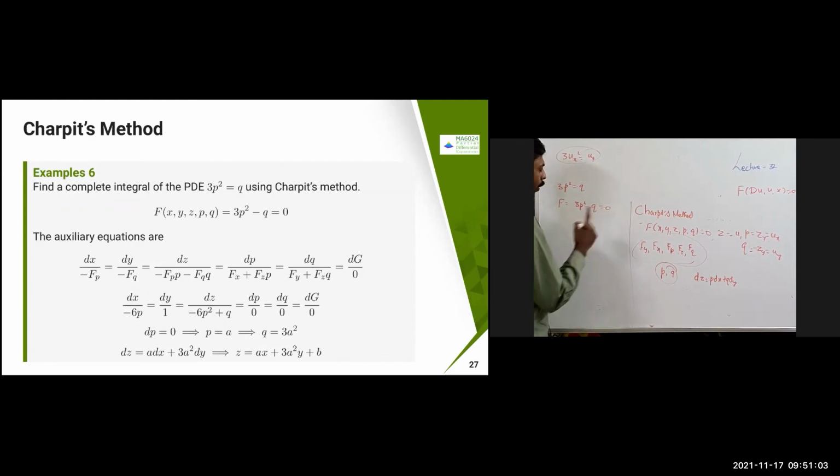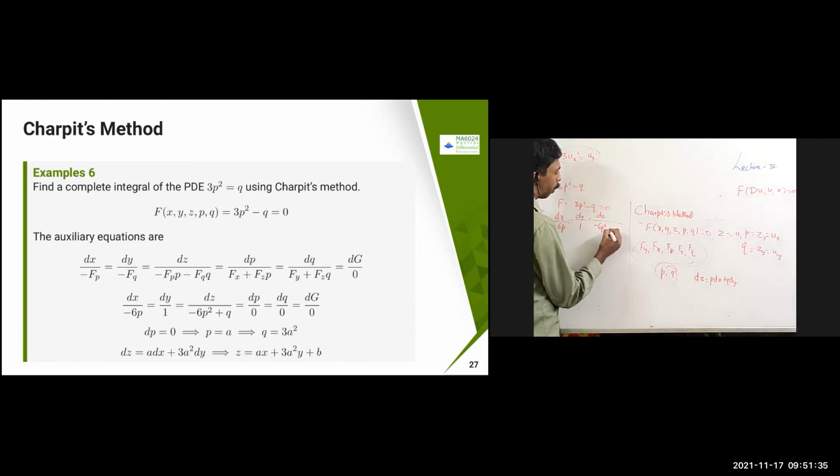Now what is the auxiliary equation? dx by minus fp. Here fp is going to be minus 6p, equal to dy by minus fq. fq is going to be minus 1, so minus into minus 1 gives 1. Then dz by minus fp into p: minus fp is 6p, and there is another p, so minus 6p square is going to come. Then minus fq into q: fq is already minus 1 and q is q only, so you are going to get plus q.